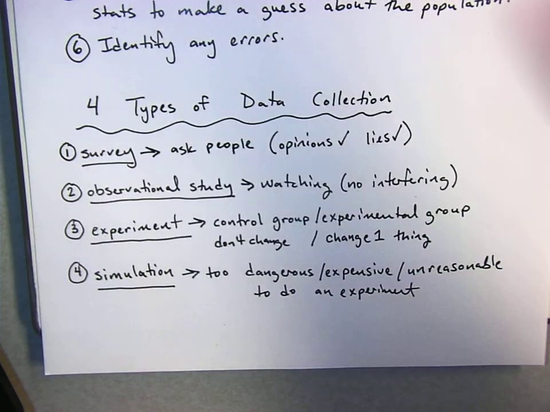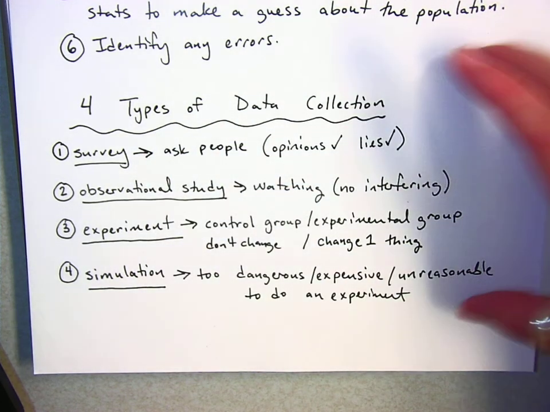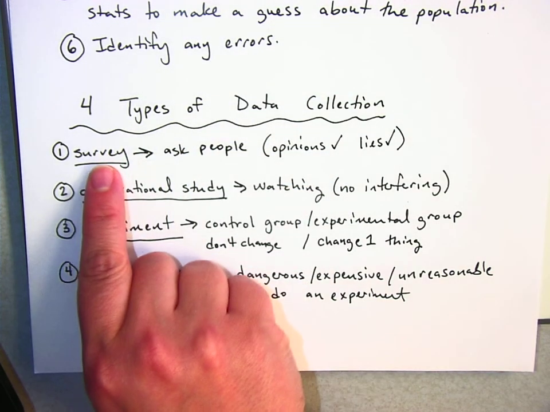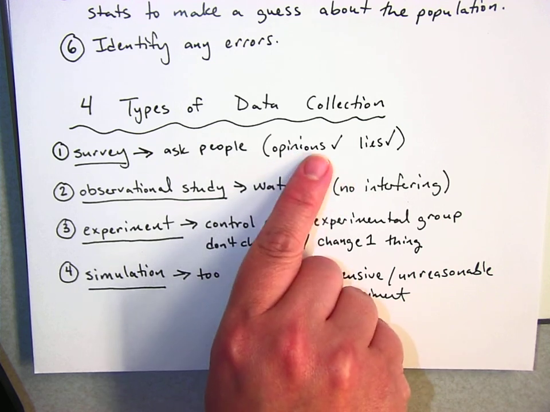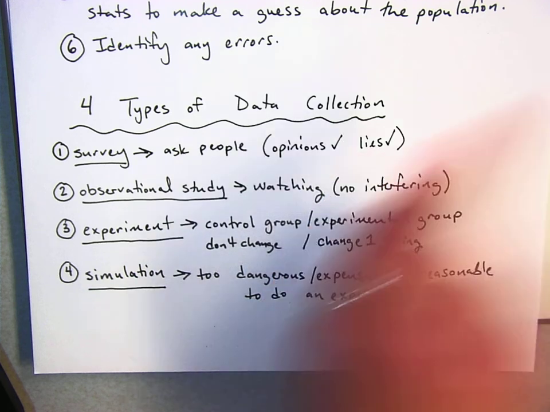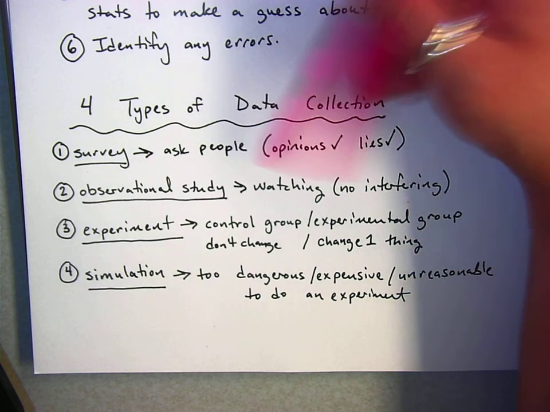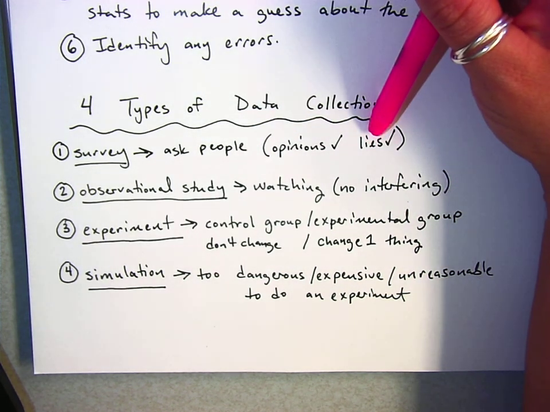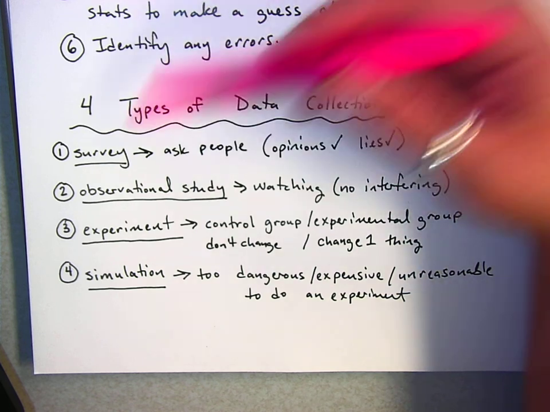The second part of these notes is the 4 types of data collection. This is how you could get your data. You can do a survey where you ask people what they feel about something. Here you're going to get a lot of opinions and probably a lot of lies, because people can easily just skip things on a form or choose not to answer them or lie to you about how they feel about something. And people often do on surveys, even when they are anonymous, people will still lie.